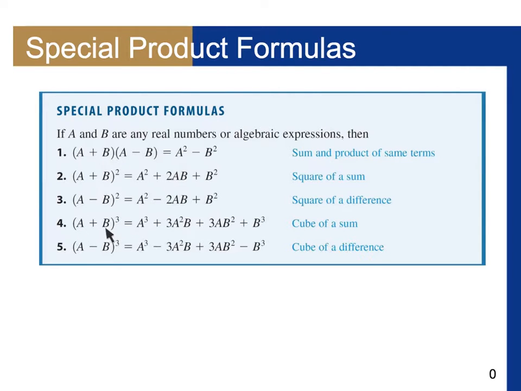And a plus b cubed. Now we can't say it's a cubed plus b cubed, right? We've got all these middle terms too. We have to multiply a plus b out 3 times. And the same with a minus b cubed. We have to multiply a minus b out 3 times.